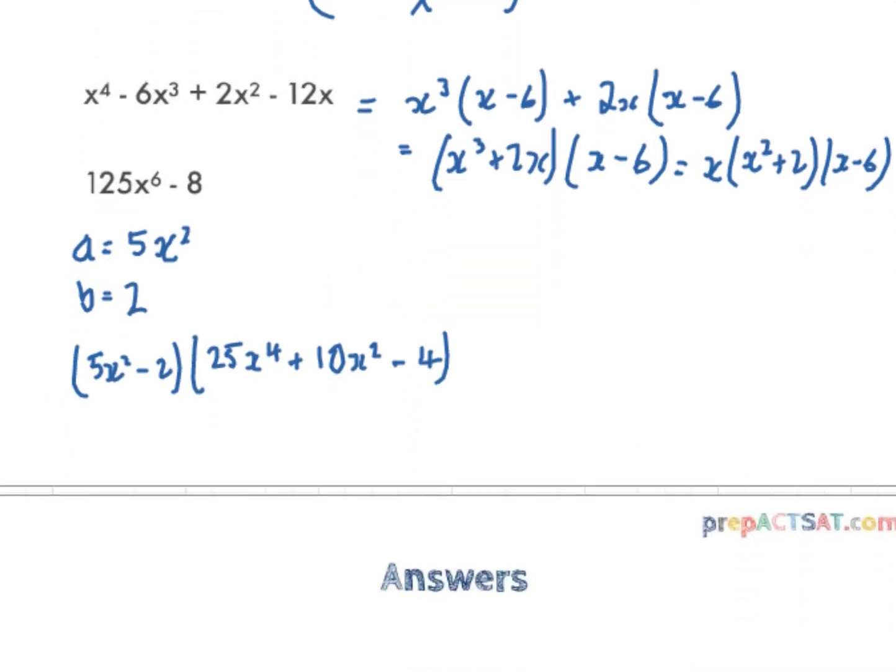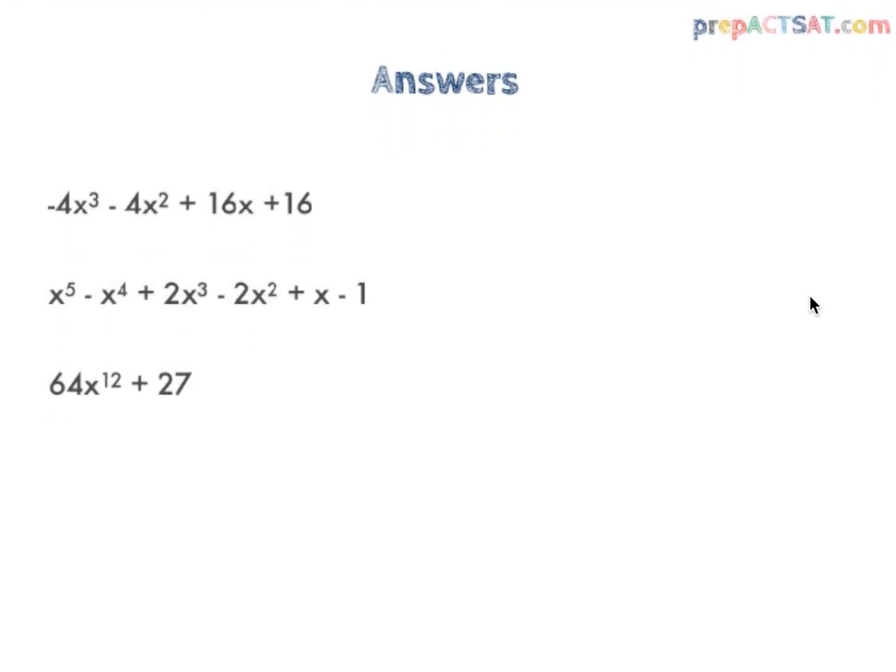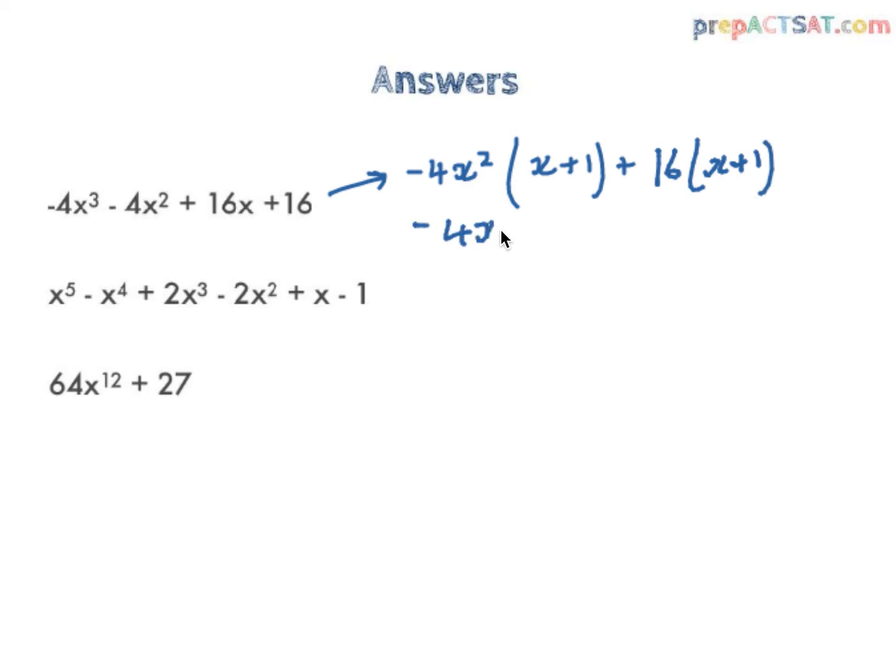Okay, and the last set of answers. All right. This looks to me like a grouping one straight away because I can see all those common factors. Let's factor out negative 4x squared from the first two terms. So that's going to leave us with x and then 1. Let's factor out 16 from the second set. That's clearly the common factor. That leaves us with x plus 1. So negative 4x squared plus 16, x plus 1, but we're not done because this is a difference of squares.